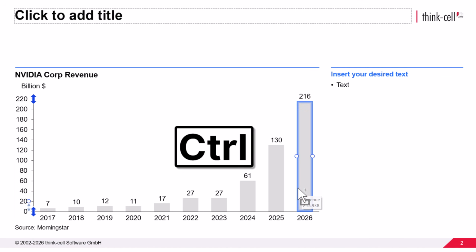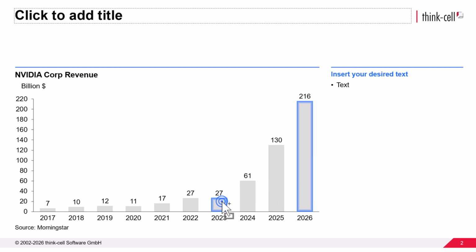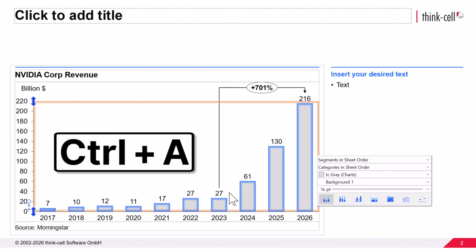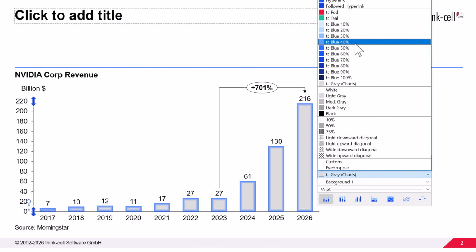Let's add a total difference arrow that emphasizes NVIDIA's revenue surge since 2023. To finish formatting our chart, we'll change the color of the columns.